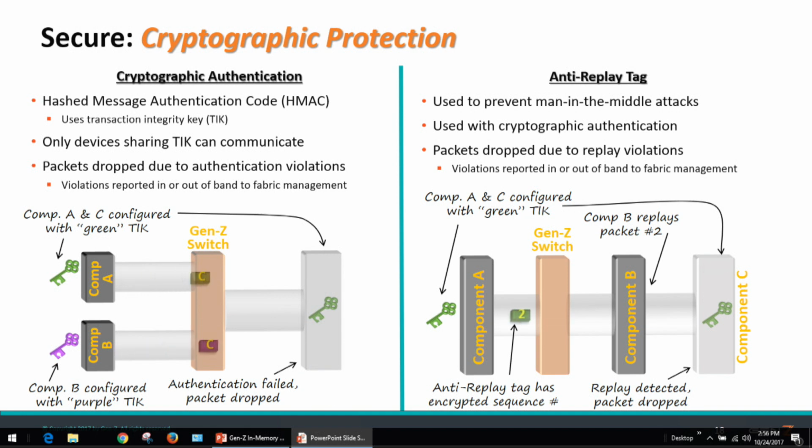In addition, the architecture supports cryptographic protection. That's an optional thing. You can put it just on your control plane. You can put it on your control and your data plane. This allows you to do packet data integrity checks to see if someone manipulated a packet and tried to replay it. There's an anti-replay tag option in there that allows you to catch that. There's a couple different techniques that are used.